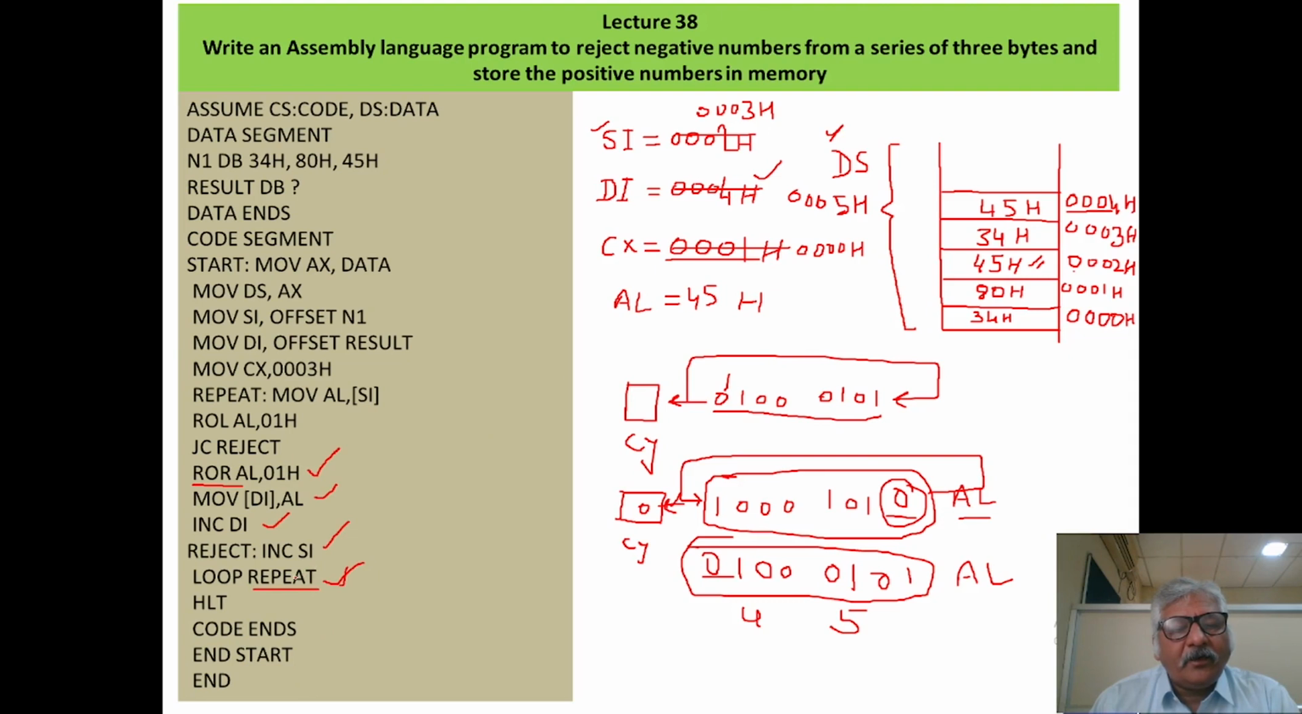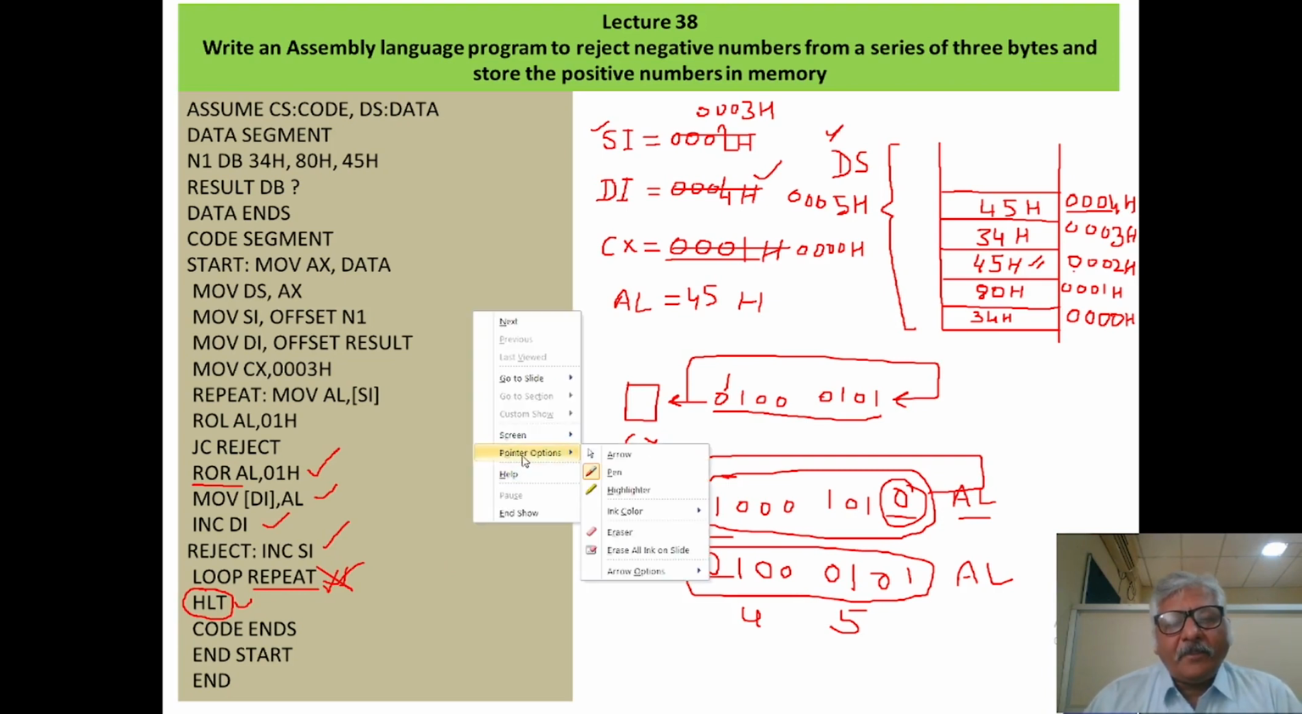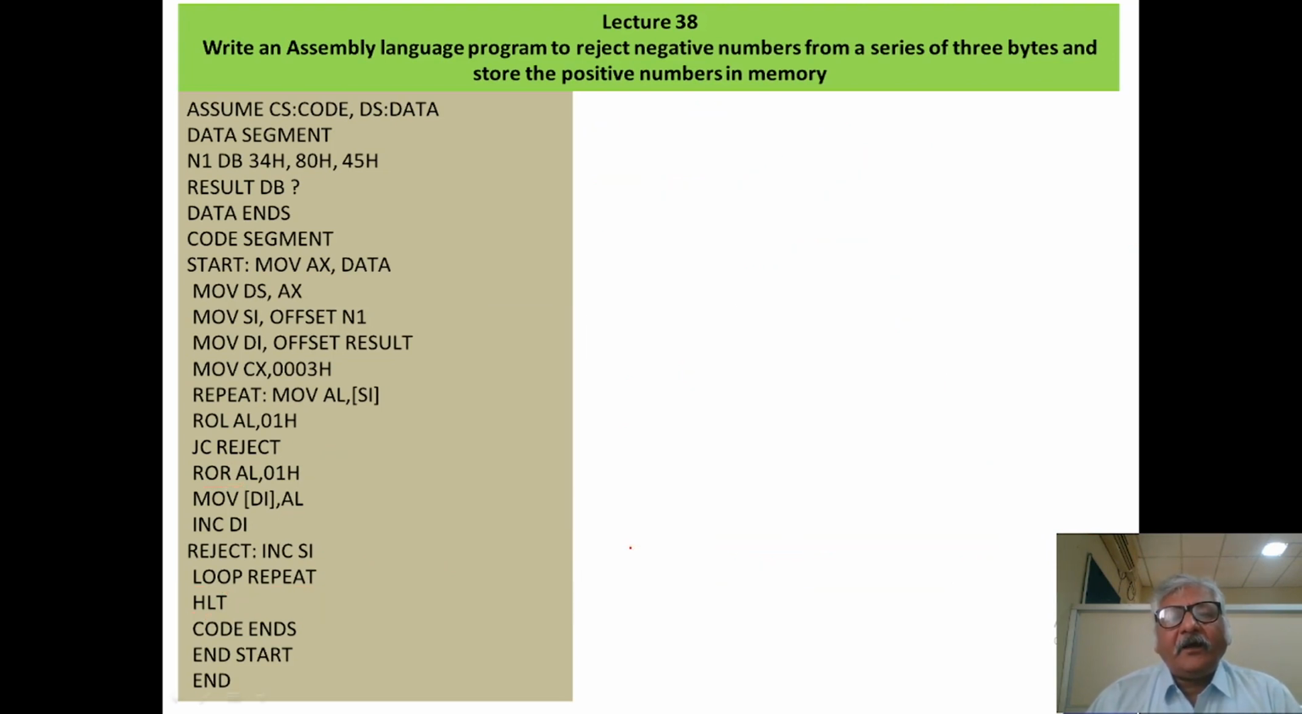It will not go to the repeat. It will come out from the loop and come to this instruction, where we have written halt, HLT. So the program will stop. So this is the whole logic for rejecting the negative numbers and storing the positive numbers, right?